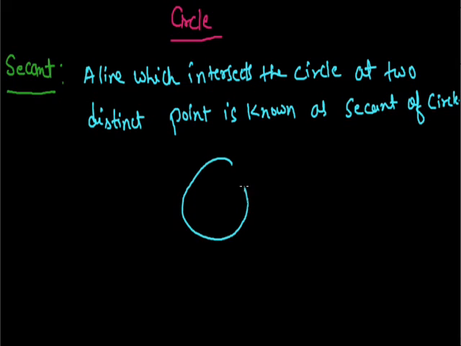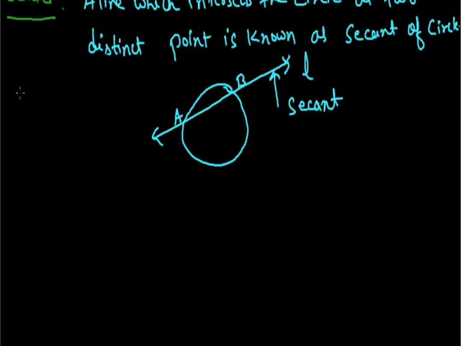So this is a circle. Now a line which intersects this circle at two distinct points, this is line L, which intersects the circle at two distinct points A and B. So this line is called secant of circle. Now next, tangent.